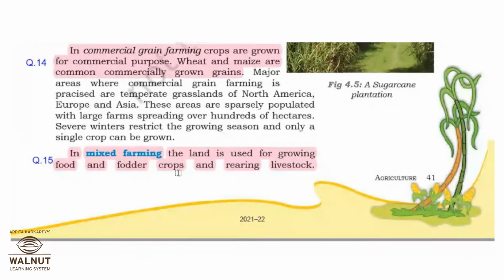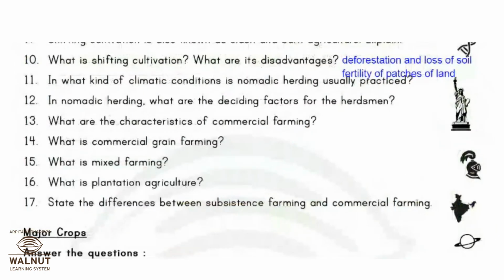This is going to be used as food for the animals, and rearing livestock. They are going to rear those animals which they are going to use for the cultivation of the crop on the same piece of land. So three activities are done on one plot of land. That's why it is known as mixed farming. Is it clear? So this is the answer of question number 15. What is known as mixed farming? Then the next question, what is plantation agriculture?